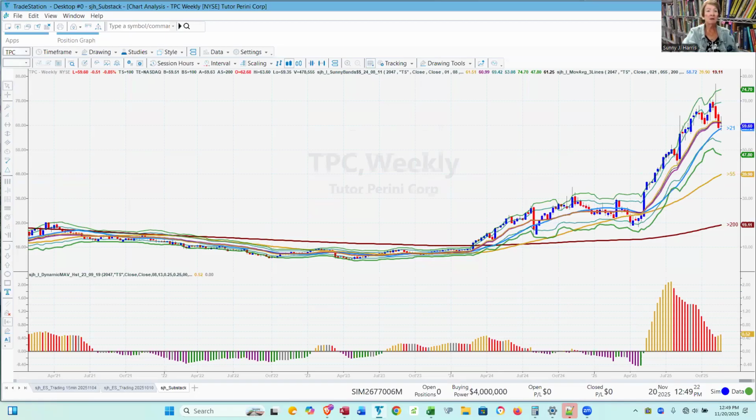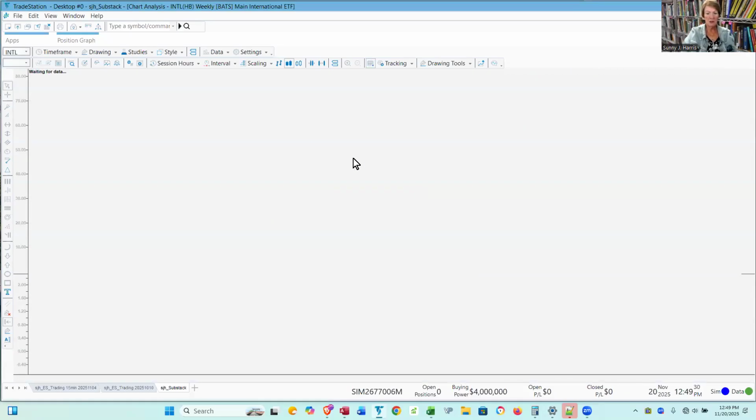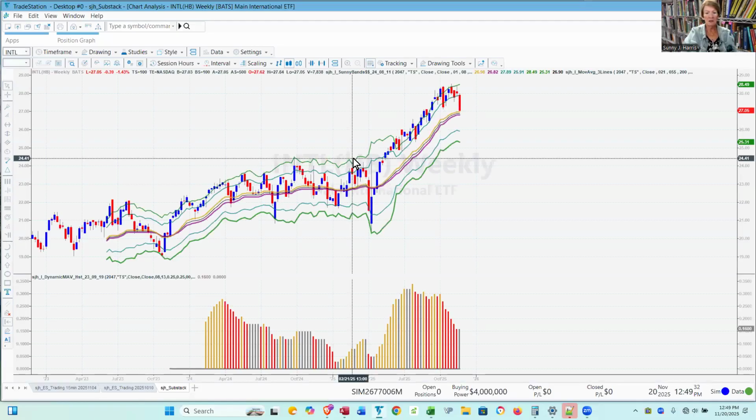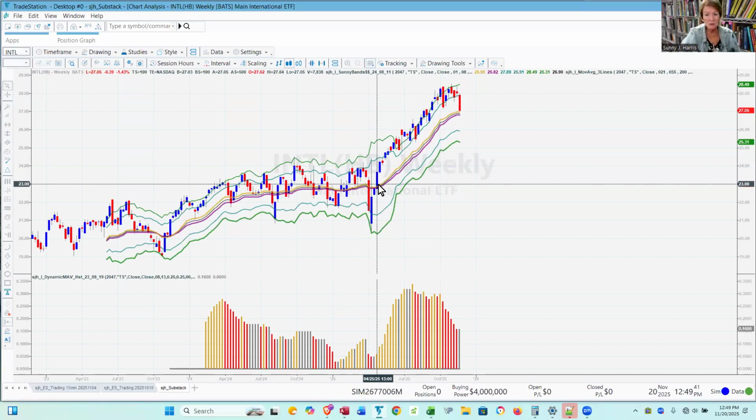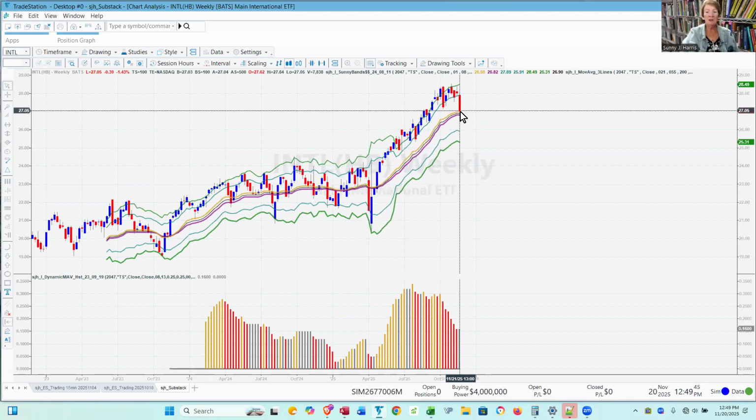Yeah. Oh, here we got more symbols, I think. Meta, Intel. Oh, that's not Intel. That's something else. Intel's INTC. I don't know what this one is. International ETF. Well, we've come down to the DMA, which has gold on top.